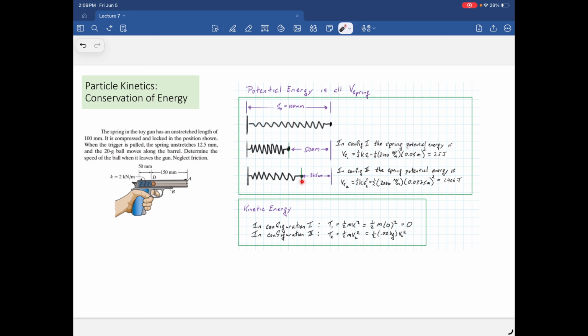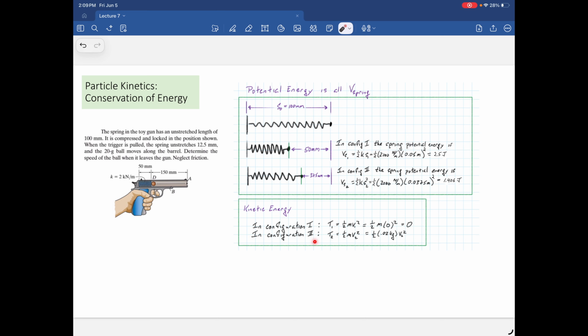Then the spring is allowed to stretch 12.5 millimeters for a total compression of 37.5 millimeters, or as we're going to write it here in meters, 0.0375. So 1/2 times 2,000 times the new compression of the spring of 0.0375 squared gives a total amount of energy of 1.406 joules. For the kinetic energy in configuration 1, the speed is 0, so there's no kinetic energy.